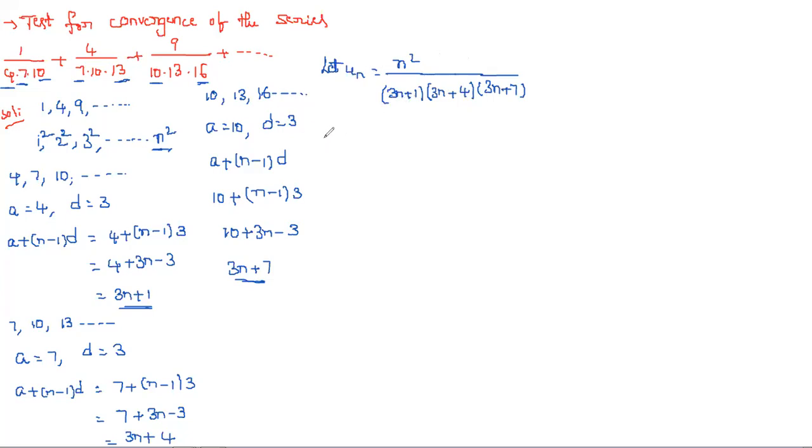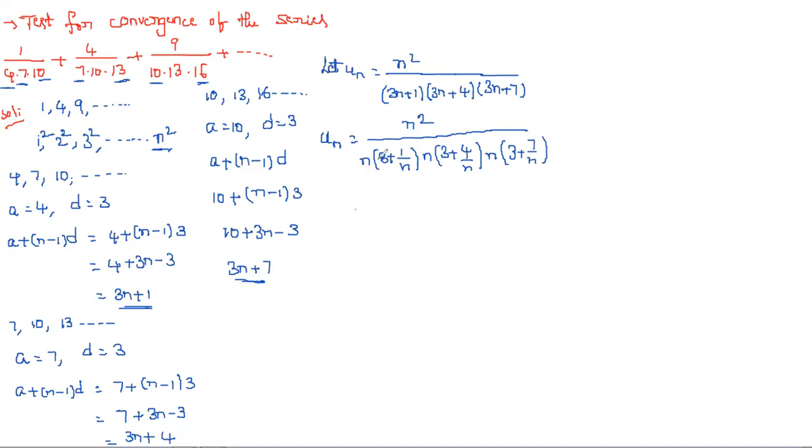Now un is equal to n square by. Can you take n as common from the first term? If you take n as common, what will we get? 3 plus 1 by n. And from the second term also you can take n as common: 3 plus 4 by n. And from the third term also the same: 3 plus 7 by n.